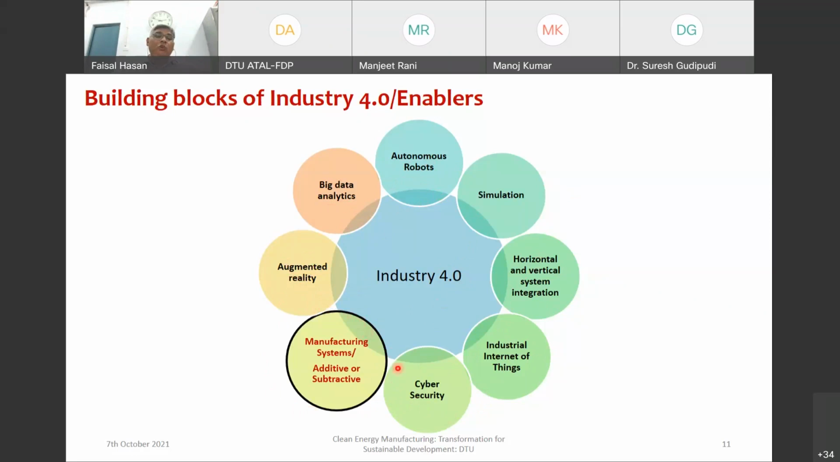So these are a few of the blocks which I have shown here. And one of the blocks is what we call manufacturing systems. When we call this a manufacturing system, I'm dealing with both kinds of manufacturing, additive manufacturing and subtractive manufacturing. In the modern context, slowly we are switching over to additive, but conventional manufacturing can't be excluded. We call that subtractive manufacturing. So one of the key blocks and enablers for Industry 4.0 is the manufacturing system.